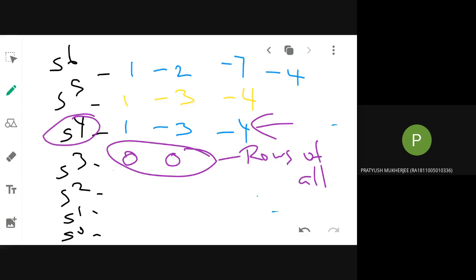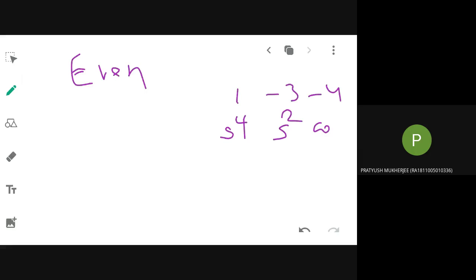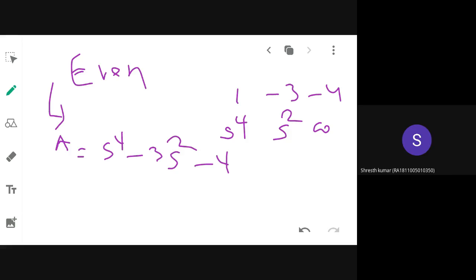Check the order. Always it will be an even polynomial only. The order is 4. So is that an even order or odd order? Even. So what will be the coefficients? The coefficients are 1, -3, -4. So the power is s to the power 4, here you will get s squared, and here this will be a constant. So what will be the equation? You tell me. The even polynomial is s to the power 4 minus 3s squared minus 4 is equal to 0.